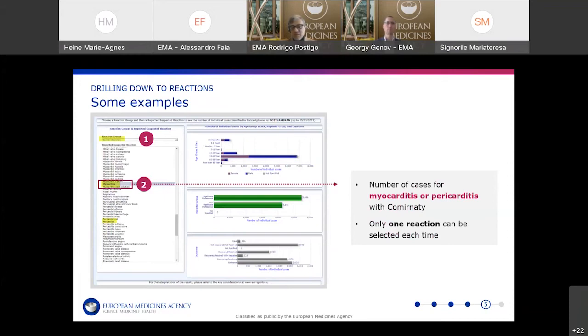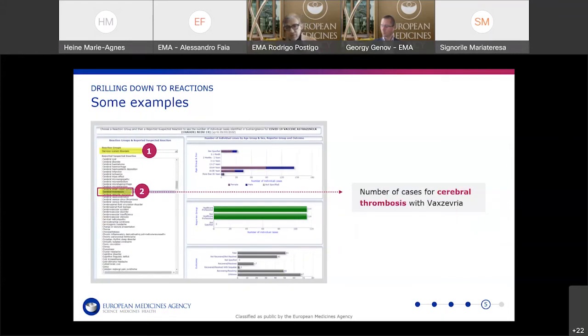For instance, if we want to see the number of cases for myocarditis or pericarditis with Comirnaty, the Pfizer vaccine, then in the tab number of reports for a specific reaction, we should go first to the cardiac reaction group. Once we click on the cardiac reaction group, the system is going to provide me the different reactions with cases included in that reaction group. Clicking on myocarditis, you need to click on the reaction itself, and you will find the number of cases stratified by age and also by outcome of the reaction. If we want to look at pericarditis, in alphabetical order, we can see pericarditis. Remember, you can only select one reaction each time.